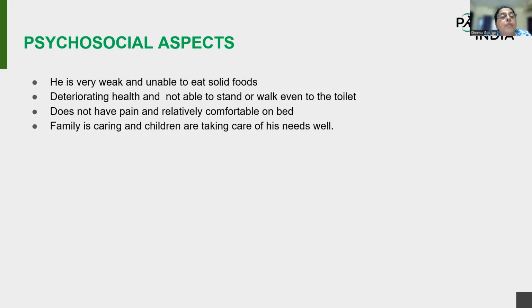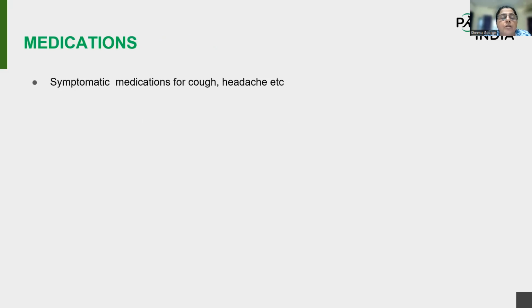Psychosocially, he's very weak and is unable to eat solid foods. He is having deteriorating health and is not able to stand or walk, or even go to the toilet. He does not have pain and he is relatively comfortable on bed. He has a caring family and children, and they're taking care of his needs. He is on symptomatic medication.